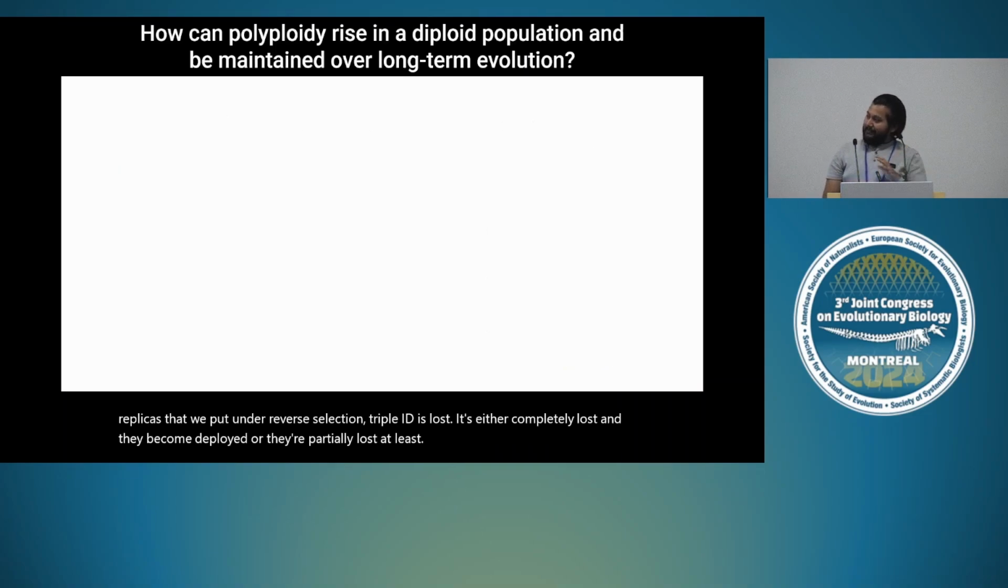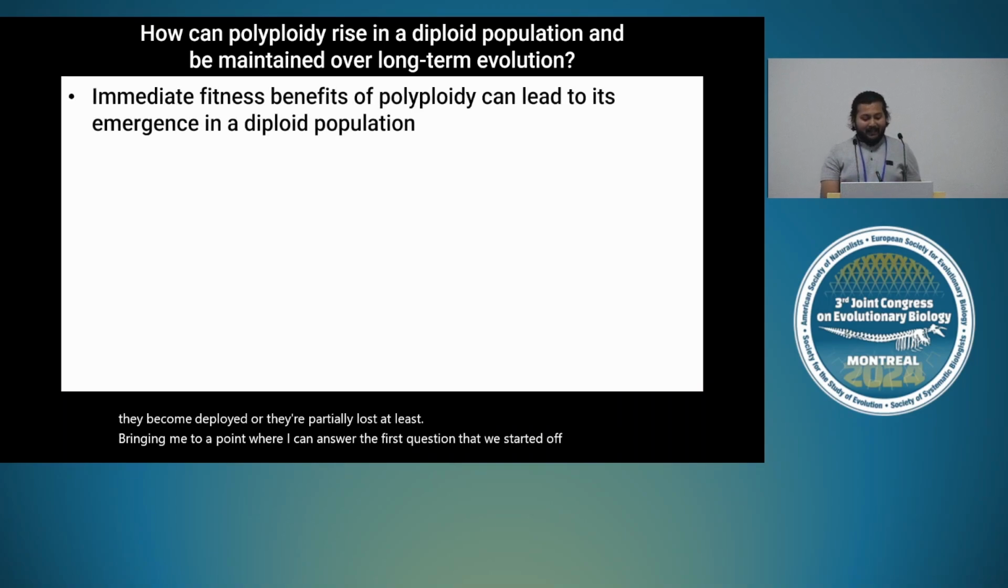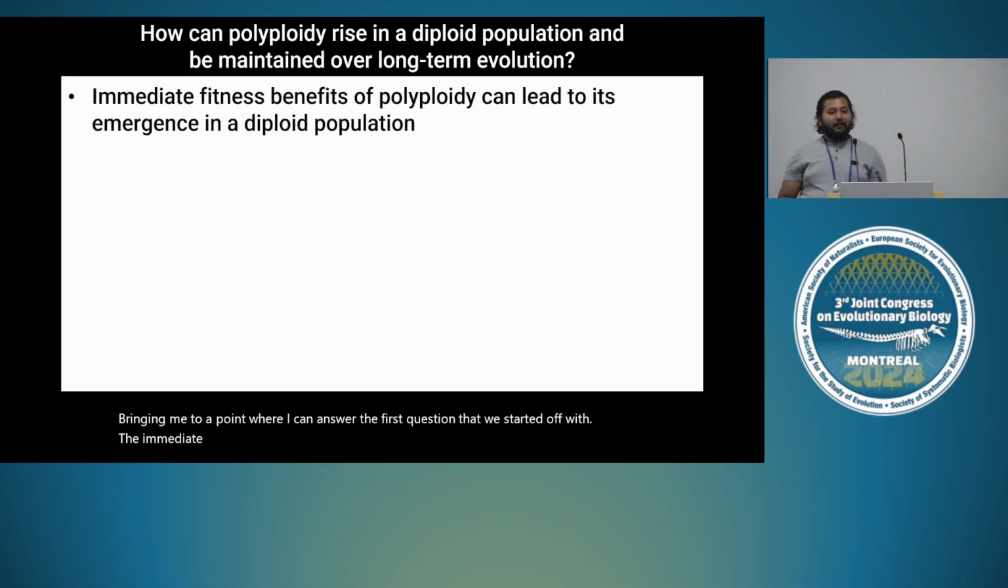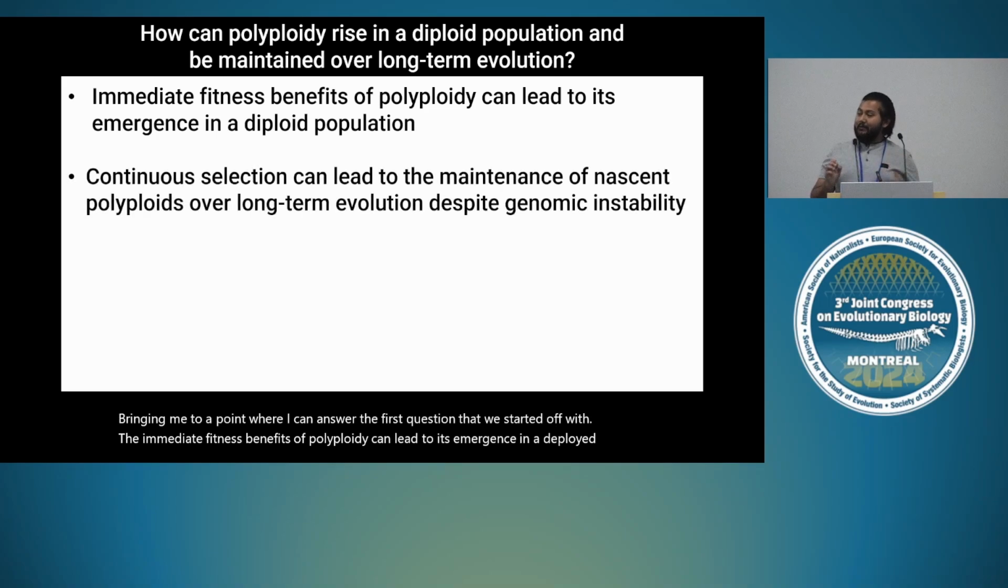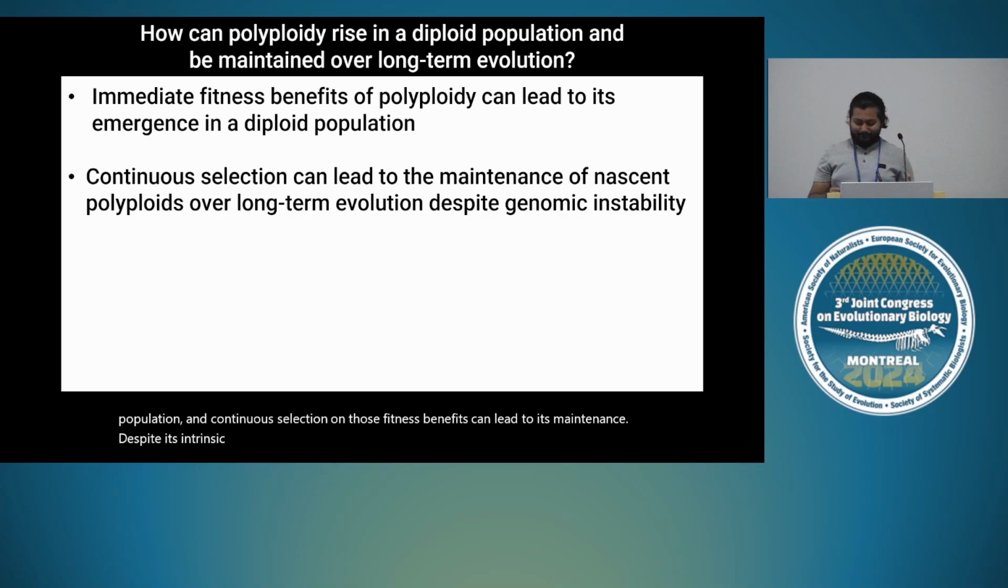Bringing me to a point where I can answer the first question that we started off with. The immediate fitness benefits of polyploidy can lead to its emergence in a diploid population, and continuous selection on those fitness benefits can lead to its maintenance, despite its intrinsic genomic instability.